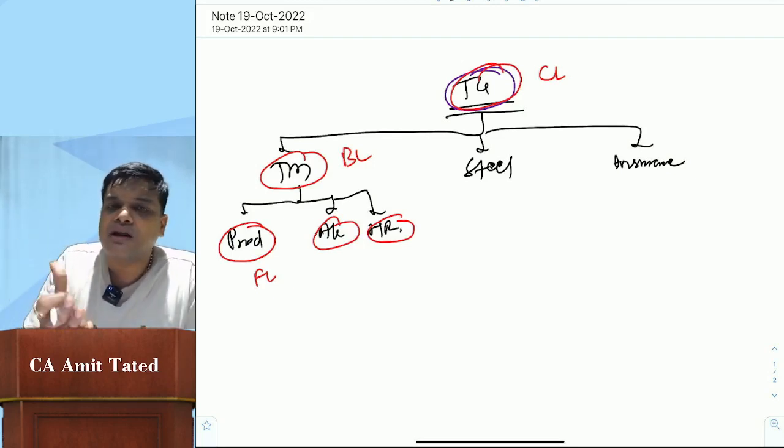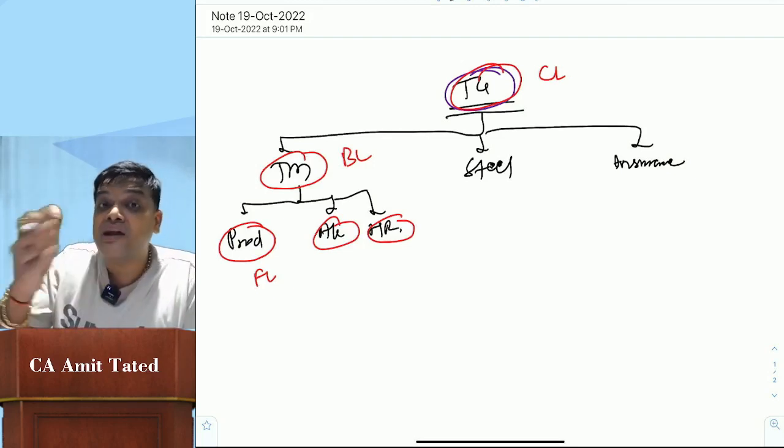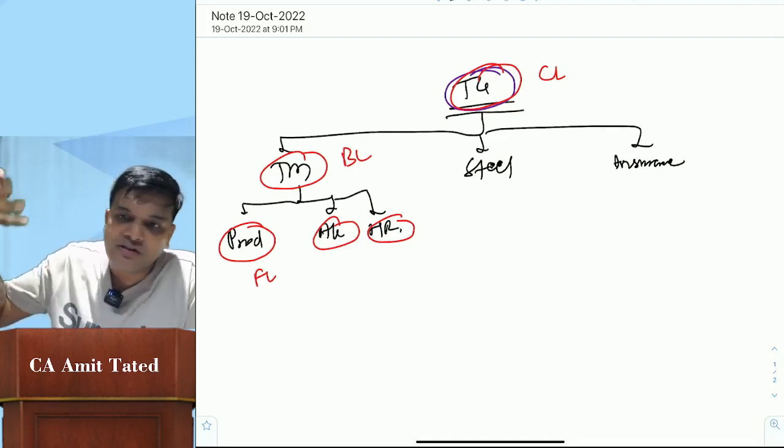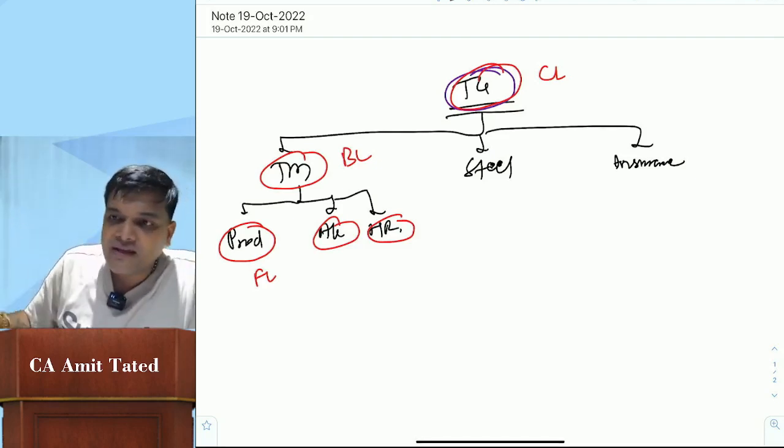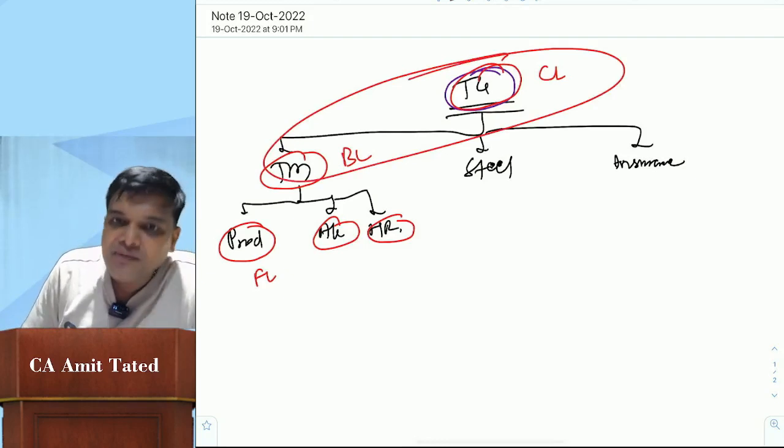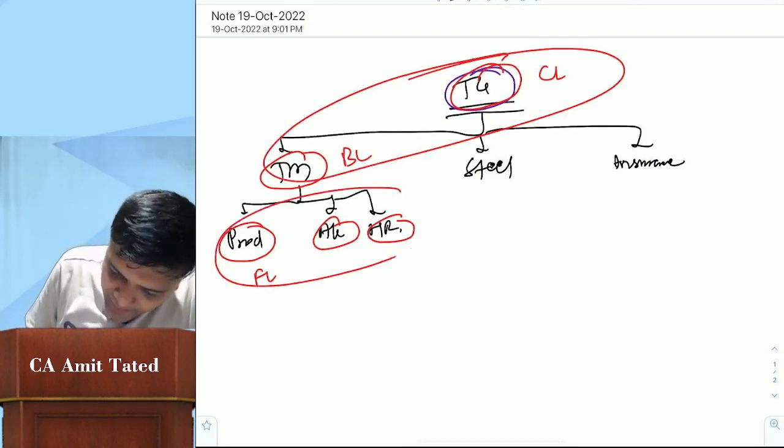Please make sure you are not confusing strategic levels in the organization with management in the organization. Management in the organization is a different element. It can combine all these things. Example, these two can become a top management. Okay, even this person can become a top management.